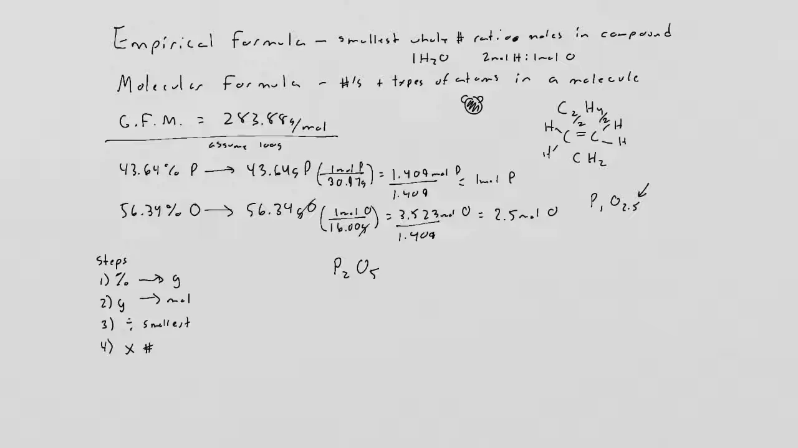Now, the fact is, if you add up the P's and the O's here, since you have 2 of these guys, I'm going to do 2 times 30.97, and you have 5 of these O's at 16.0, you're going to find that the empirical formula does not match the molar mass, because when you add this all up, you get 141.94, but the gram molecular mass is 283.88.